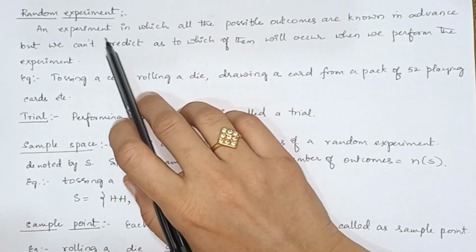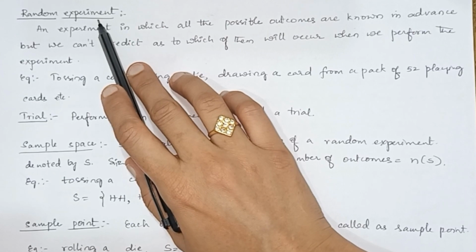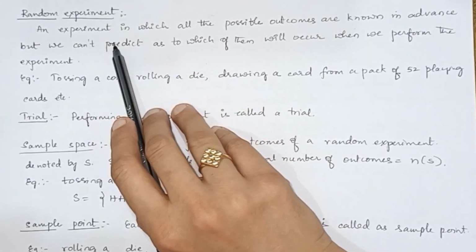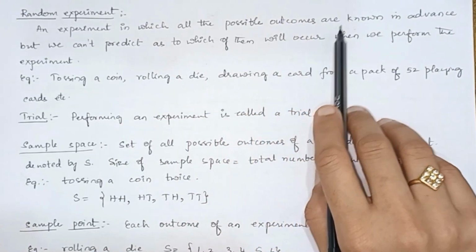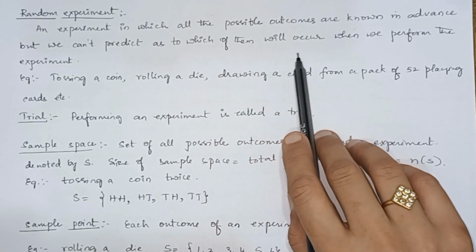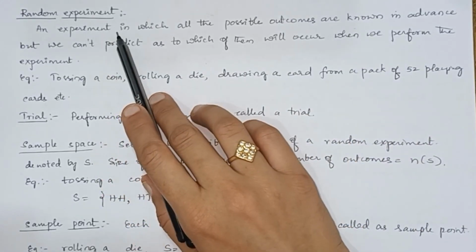In this video, I'll explain basics of probability. First, let us see what is random experiment. An experiment in which all possible outcomes are known in advance, but we cannot predict as to which of them will occur when we perform the experiment is called as random experiment.